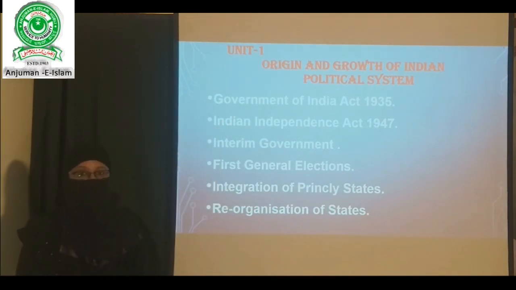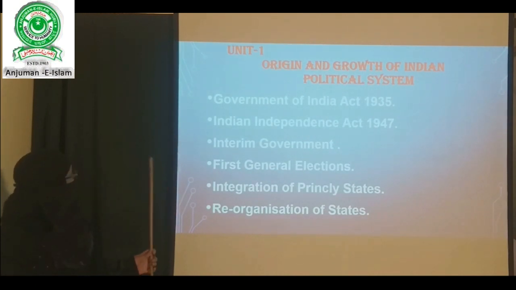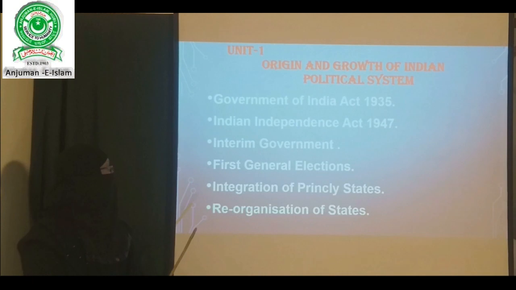Under this, what are the learning objectives? Why are we learning this particular unit? First, we will come to know the Government of India Act 1935. Then we will come to know about the Indian Independence Act 1947. Then we will go through the interim government. Next, the first general elections which were conducted in the year 1951 and 52.